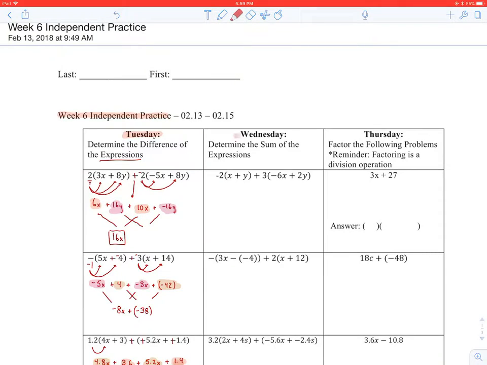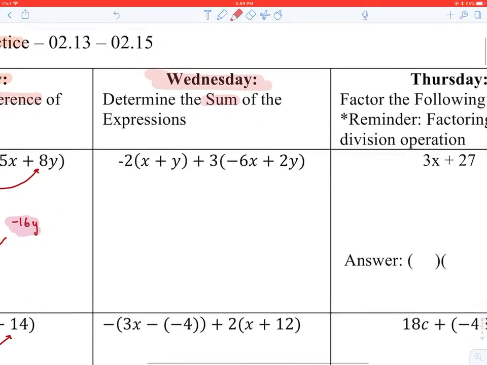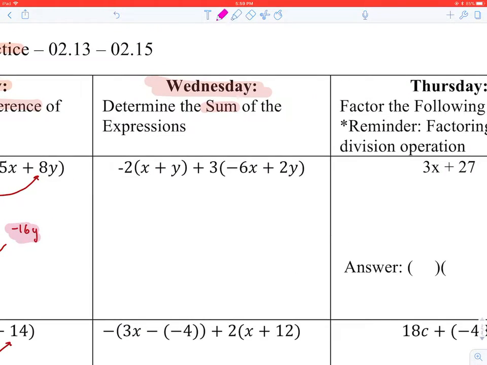In this video, we are going to be going over the Wednesday column for the week 6 independent practice. The Wednesday column is different from the Tuesday column in the sense that we are going to be summing. We're going to be determining the sum of the expressions rather than the difference. So for this one, we aren't going to have to do any sort of keep, change in between the expressions. They're all going to have an addition problem. But we're still going to do the same 3 steps.